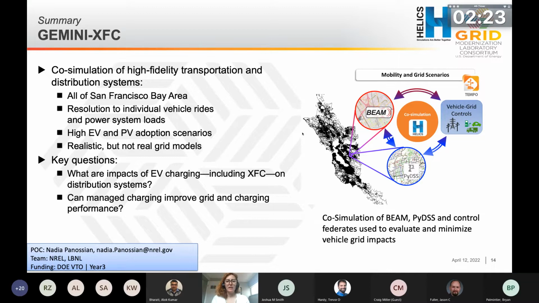So the focus on XFC is going to be especially important for these high adoption scenarios because once you reach a certain threshold, not everybody can do the level 1 or level 2 charging at their home or workplace. So you're going to have those gas station type models as well as fleet vehicle charging stations. So that's where the vehicle controls come in because this high adoption rate is going to put some stresses on our distribution systems. So can you go to the next slide?